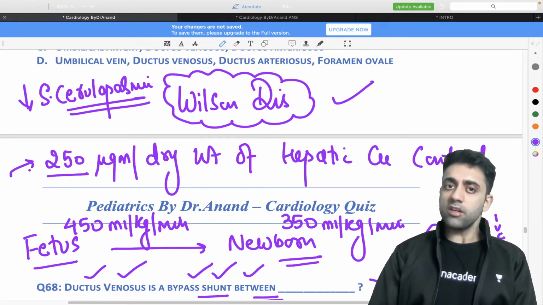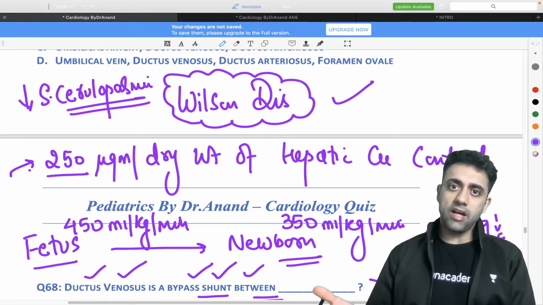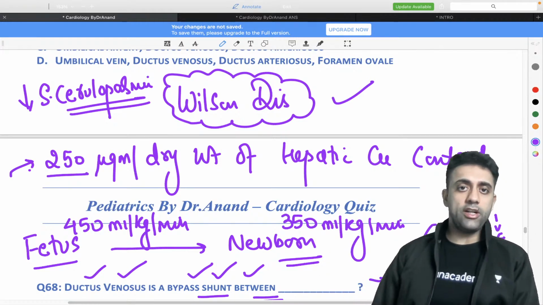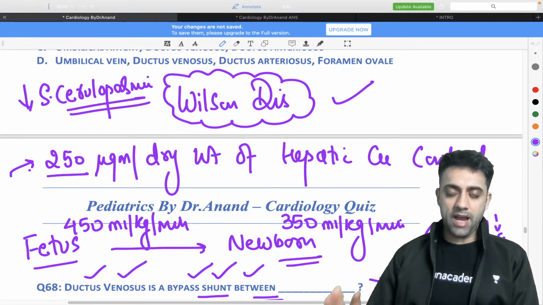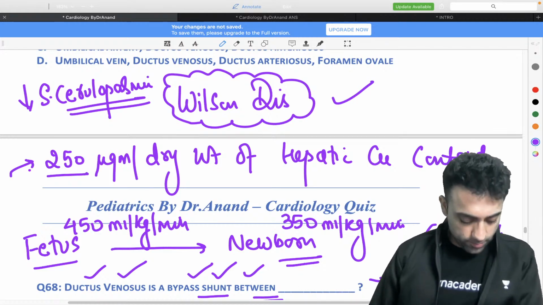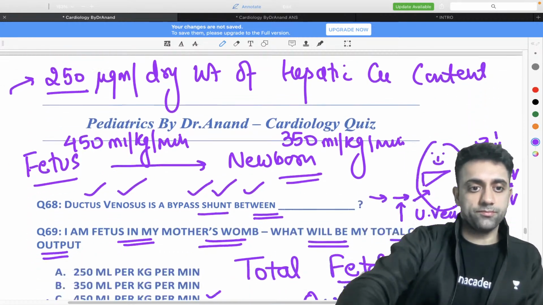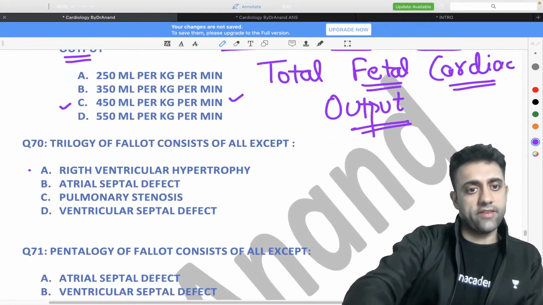In the liver, if you cut my liver, you will see the hepatic copper content, and that should be more than 250 microgram per gram dry weight of hepatic copper content. Done. Perfect. Over.